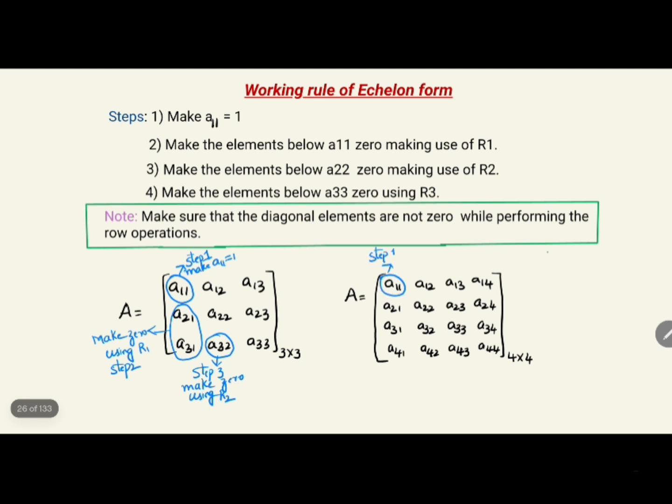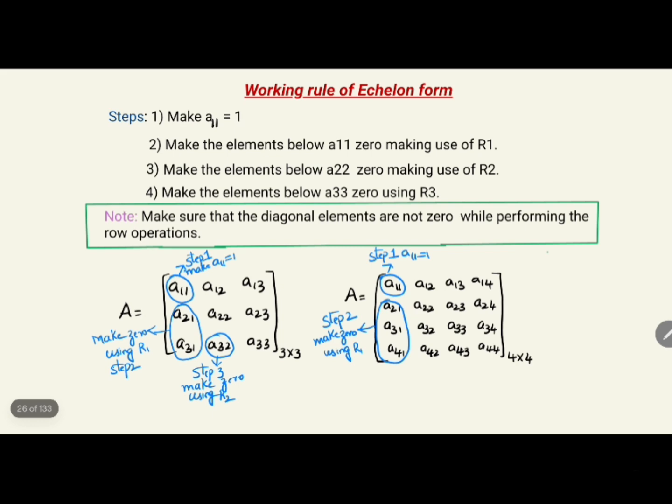Make A11 equal to 1. Now what is the second step? We have to make the elements which are present below A11 as 0. This is step 2. Make them 0 using R1.